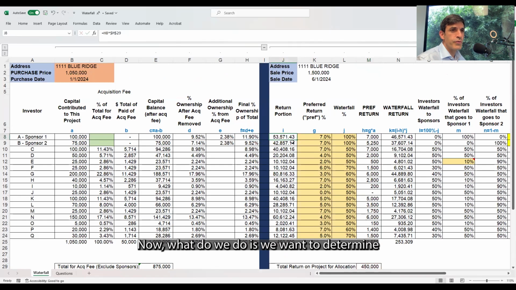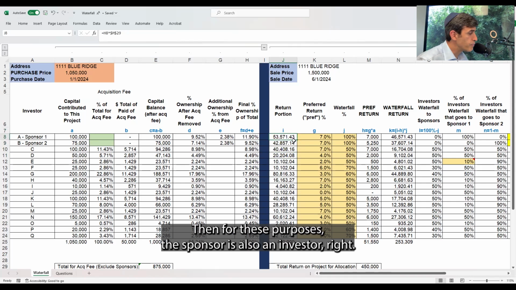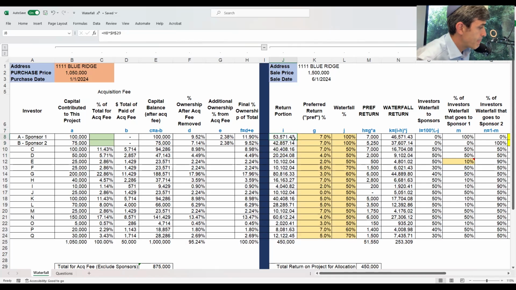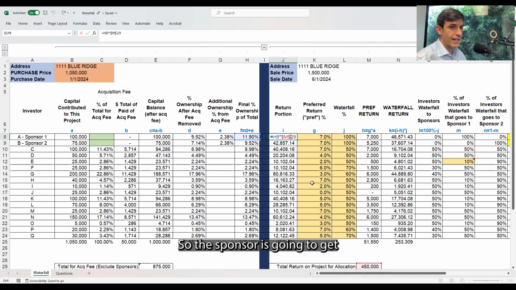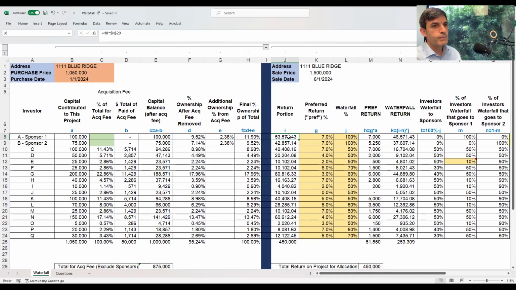Now what we want to determine is how much of the return is going to go to each of the investors. Now, for these purposes, the sponsor is also an investor, right? So the sponsor is going to get part of the $450,000 multiplied by their ownership percentage of the total.